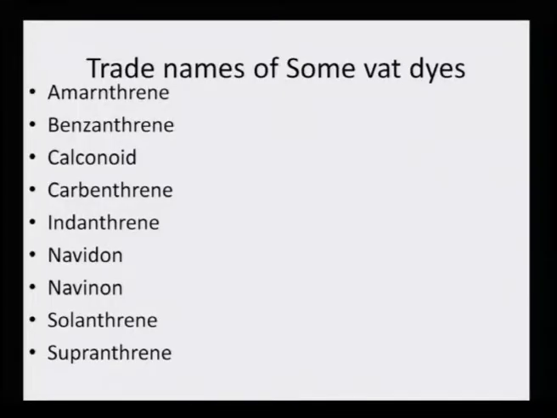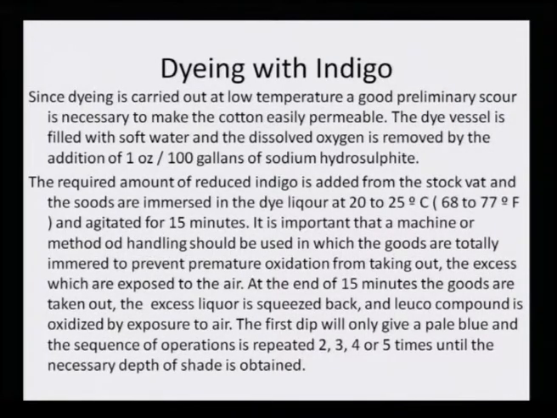Some trade names of the dyed fabric are, these are all commercial synthetic vat dyes. We already know indigo, acetin and such dyes are from the natural class of dyes, but amaranthine, benzanthrene, chalconoid, carbinthrene, indanthrene, nevidone, nevinone, solanthrene, supranthene, these are different types of vat dyes which are synthetically produced, and they have been in use in the dyeing industry for a very long time.